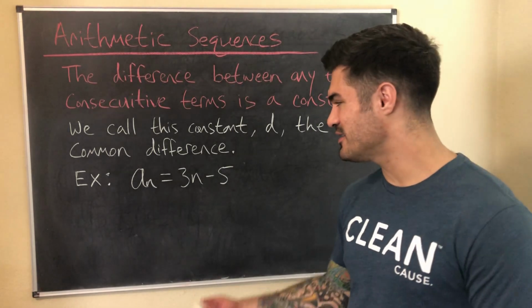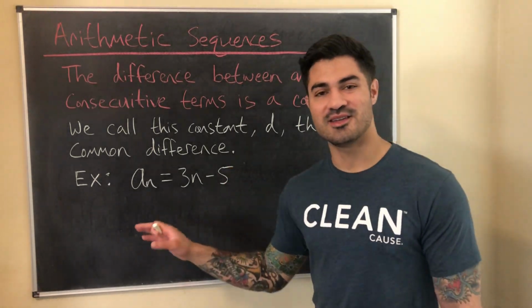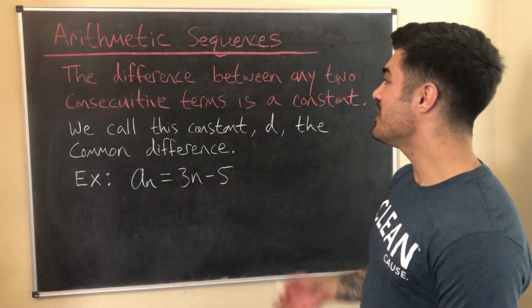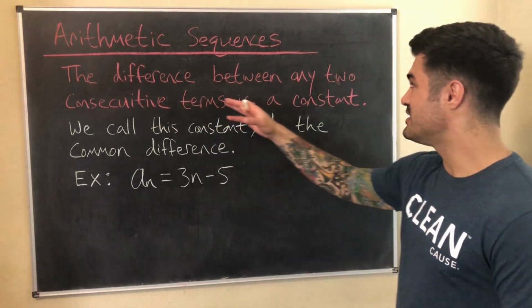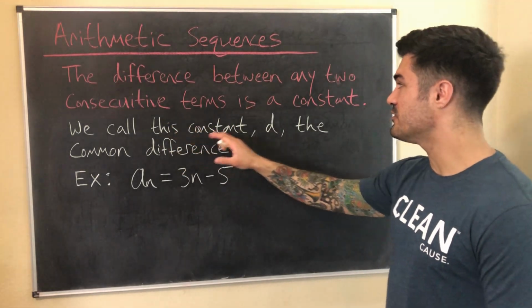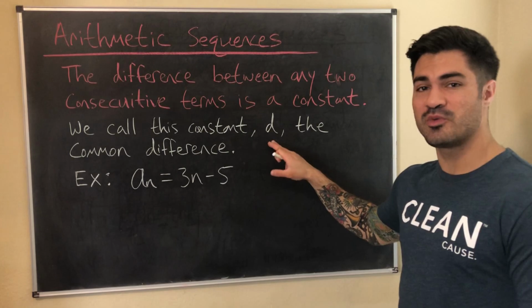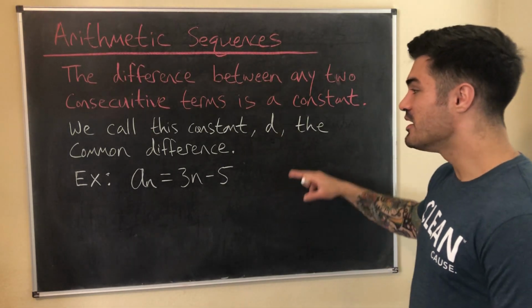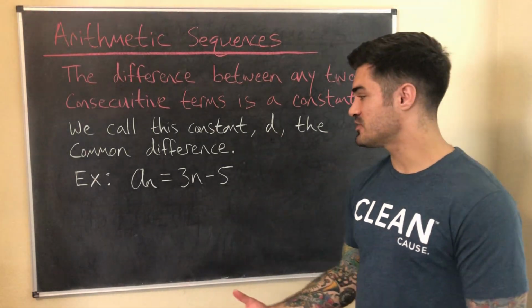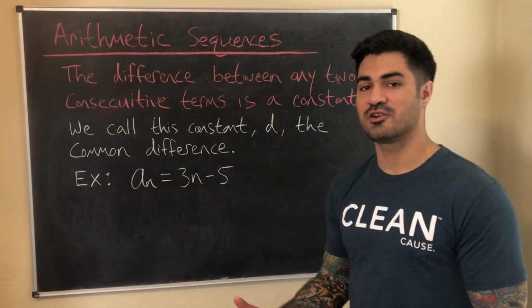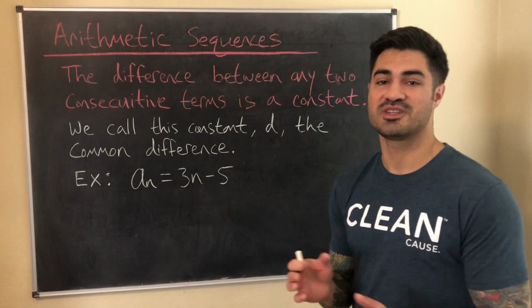So remember when I said the sequence we're looking at is indeed an arithmetic sequence? Well, let's talk about what that means. So an arithmetic sequence is a sequence where the difference between any two consecutive terms is a constant. We call this constant d, this is what we use to notate it, right? d, the common difference. So that means if I take the first term and I take the second term, the difference between those two terms is a constant.